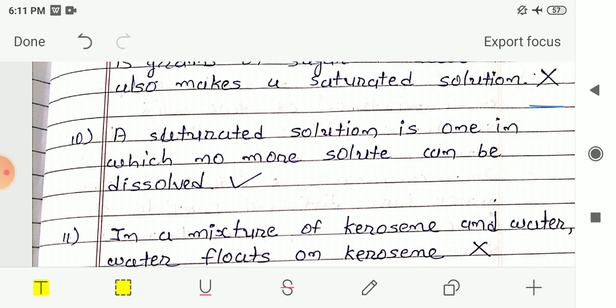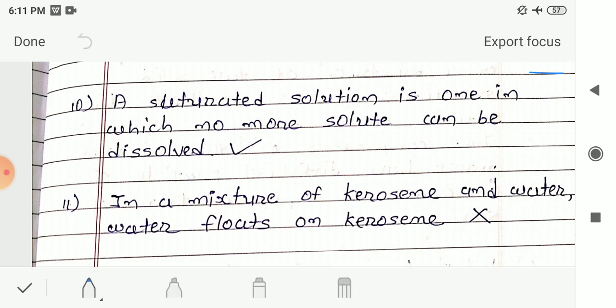Next is, a saturated solution is one in which no more solute can be dissolved. So here your answer is true. For a given temperature, a saturated solution is the solution in which we cannot dissolve any more amount of that substance. So here your answer is true.